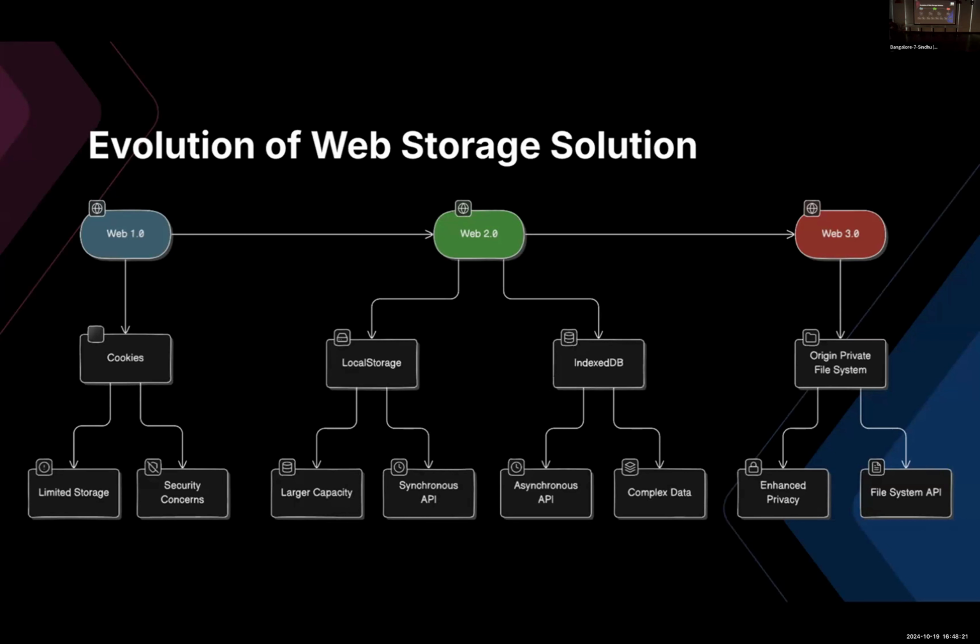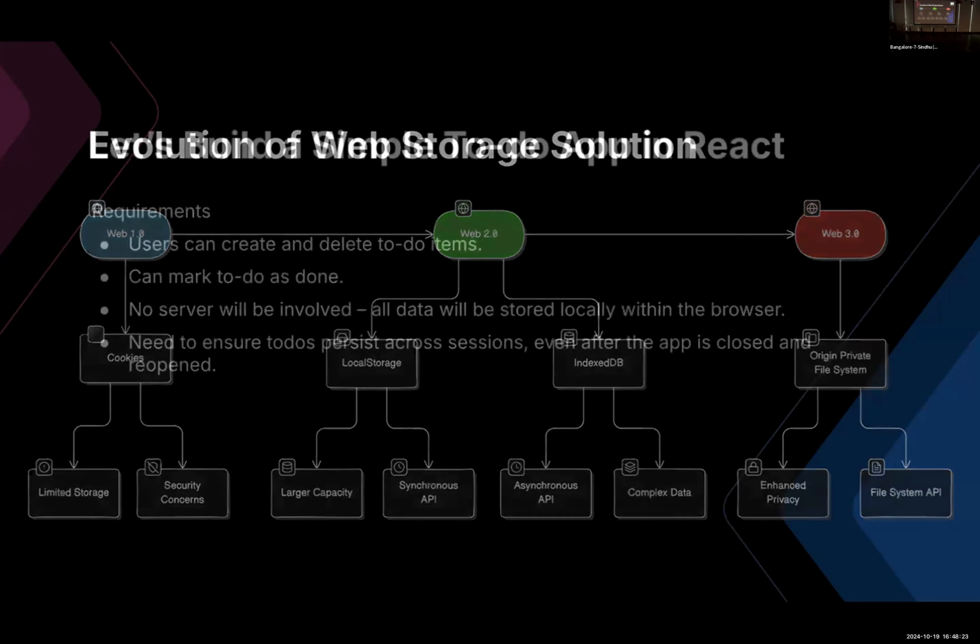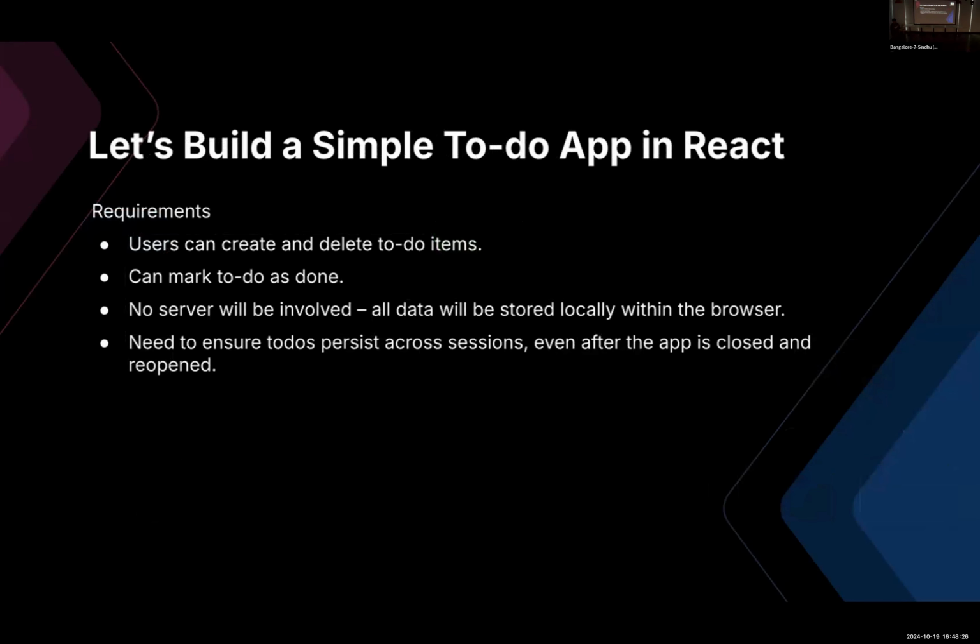So to keep this talk a little interactive, let's build a to-do app in React. The requirement is that it has to do all the to-do stuff: create a to-do, mark a to-do as done, delete. One thing, there will be no server involved. We have to keep all the data locally, and we need to ensure that the data will persist if we close the tab and reopen our web app again. Any solutions you have in mind, how we can achieve this? Anyone? Local storage is one. IndexedDB. Yeah, those two are good solutions.